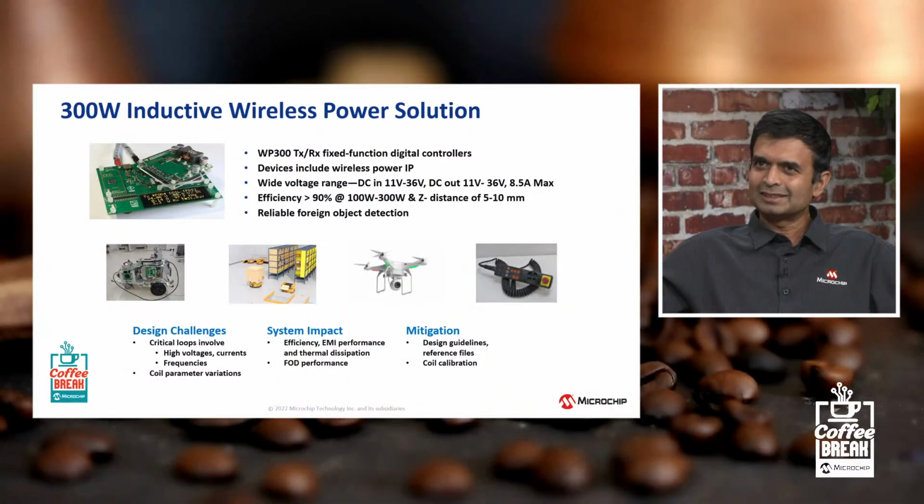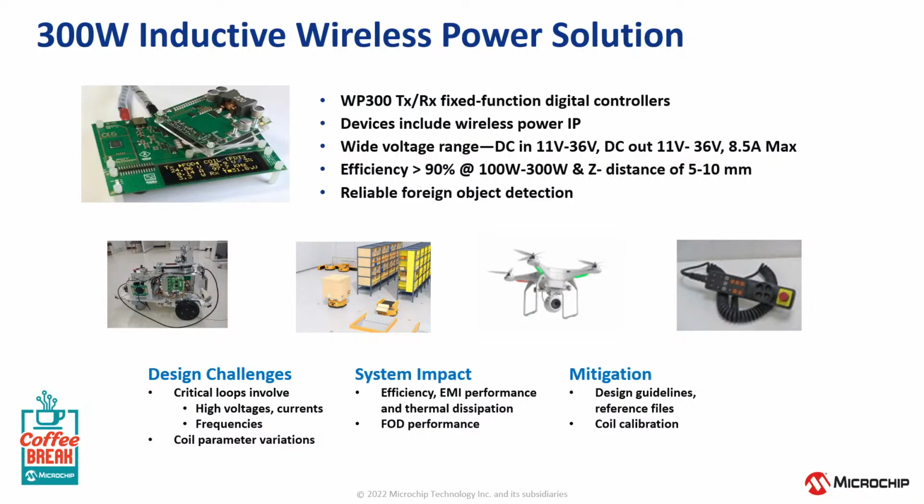Okay. All right, so on to the high power stuff. If we need more power than these Qi designs, what do we have? Sure, yeah. So this is certainly an interesting design. I'd like to talk about this for a minute here. This is a unique design, in a sense, because it is really a design based on some fixed function controllers that we've developed. This includes some proprietary wireless power IP as well, and this supports a pretty wide operating input voltage range, from about 11 volts to about 36 volts.